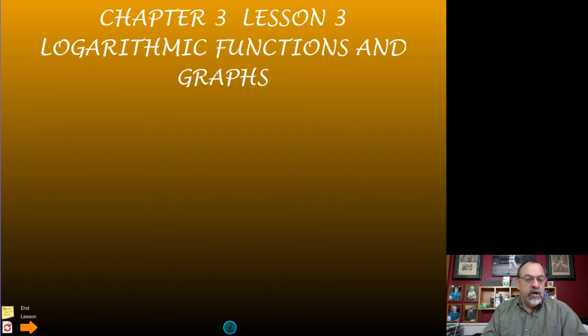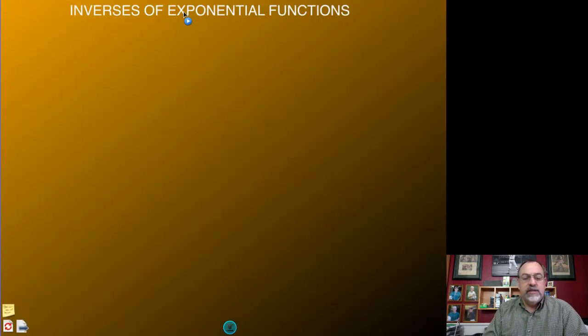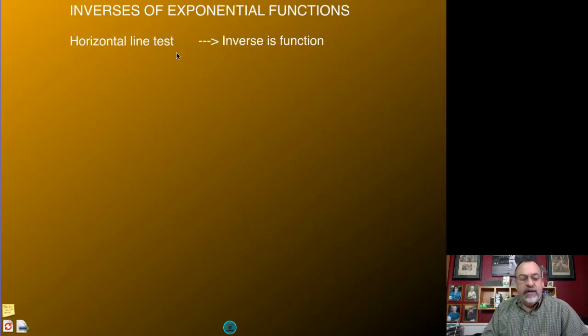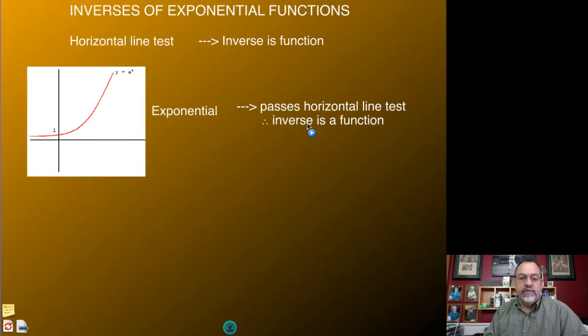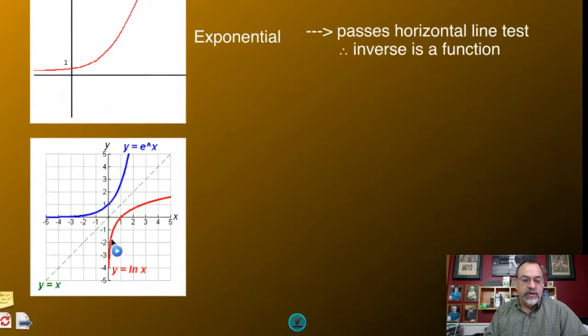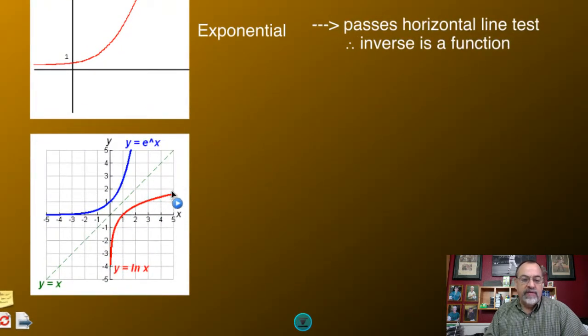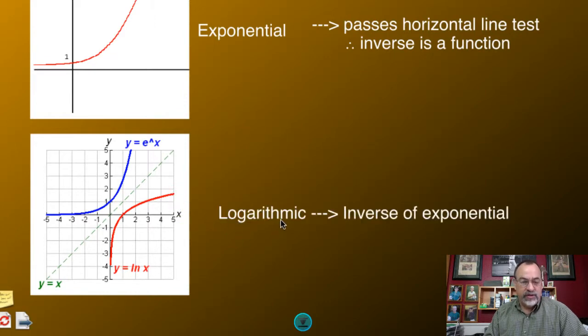So let me take a look at this and explain it a little bit more. We know that if we take a horizontal line test, then the inverse will be a function. So in other words, here we have the exponential function that we have been looking at. If we apply the horizontal line test, meaning it doesn't cross this in more than one place, we know then that the inverse of this is also going to be a function. So this is the exponential function. It passes the horizontal line test, so the inverse is also a function. So this red graph here would be the graph of the logarithm function.